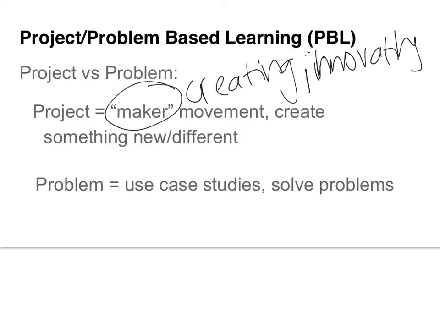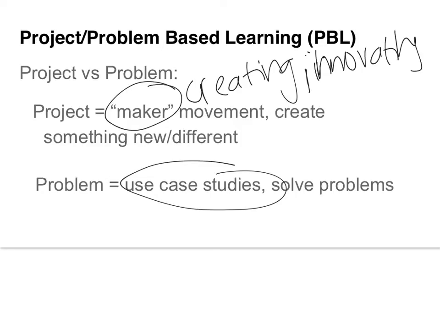Then problem-based learning is going to be use of case studies. We're going to solve problems. So we're going to look at, for instance, water pollution, something I do a lot in my environmental science class. So we may look at the problem of the Ganges River in India, and students will come up with problems or solutions, but we're not actually going to make anything. If it's project-based, then maybe we'll create something to take care of water pollution. Okay, so those are the differences.